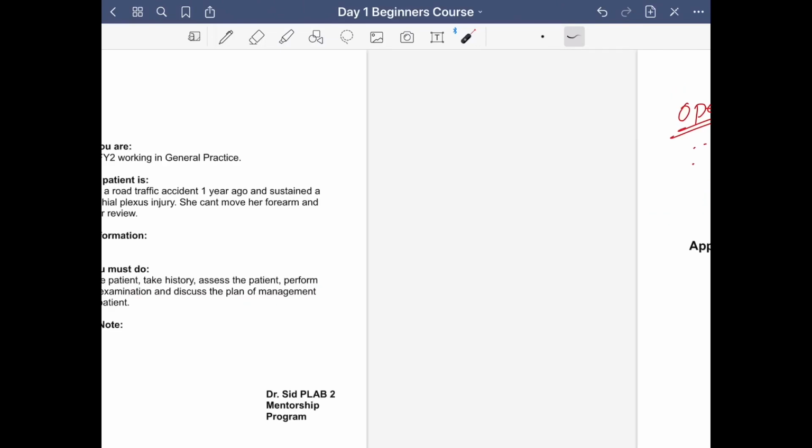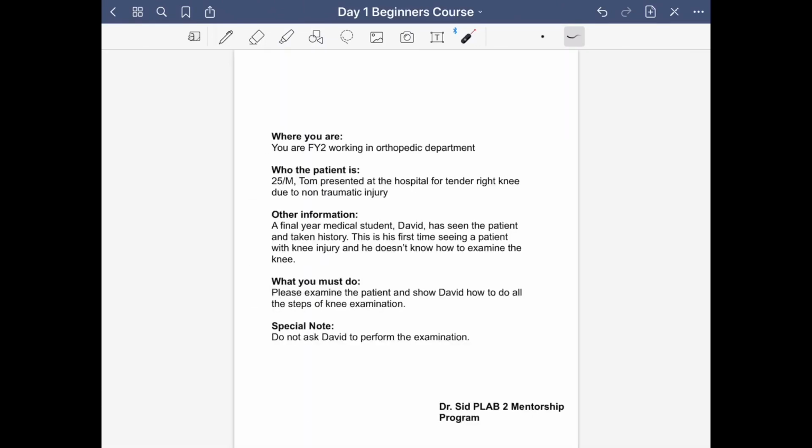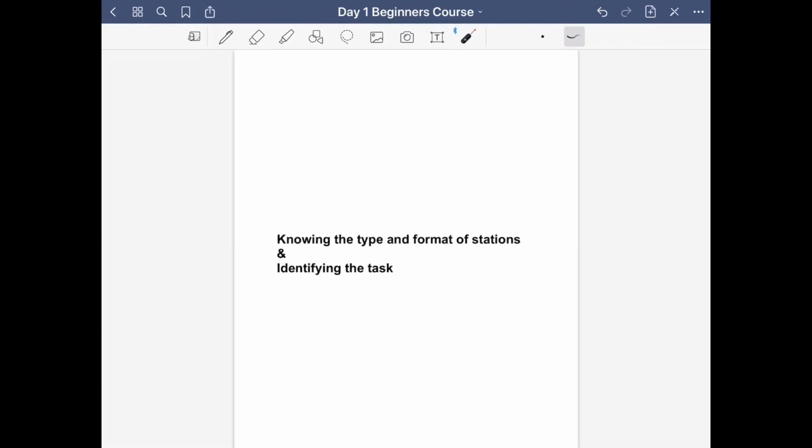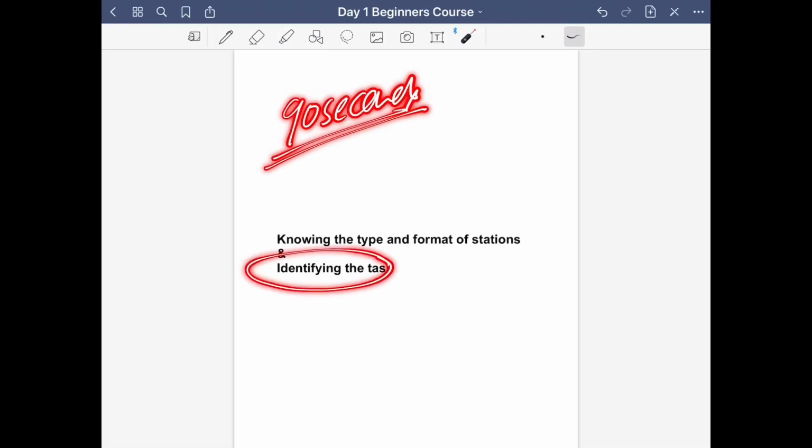Okay, so this is all about how to know and identify the task and what are the types and format of the stations in the PLAB 2. And I've told you what are the advantages of identifying the task beforehand. Now, there are a lot of things that you can do in the 90 seconds. Of course we'll be discussing more detail regarding that, but one of the things is to identify the task. You might be thinking this is a very small thing, but this small thing will create a big difference on your exam day. Hopefully I have made you understand how to identify the task.